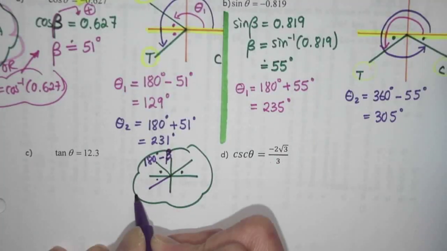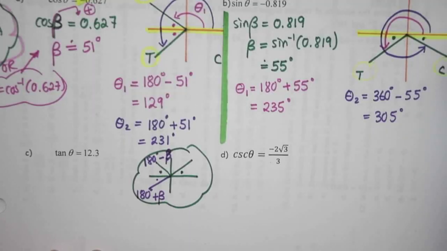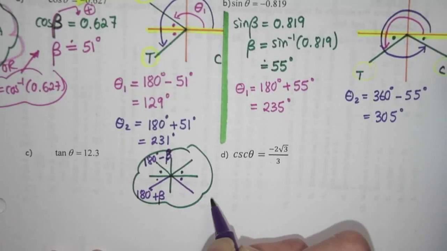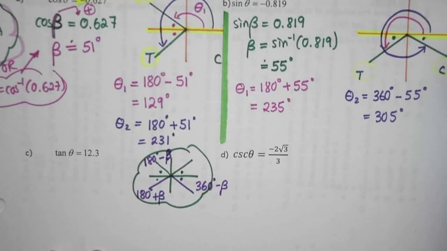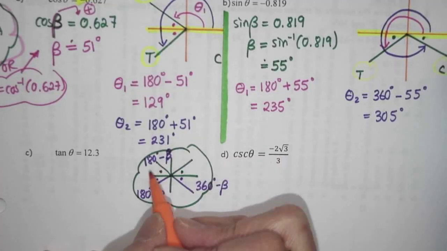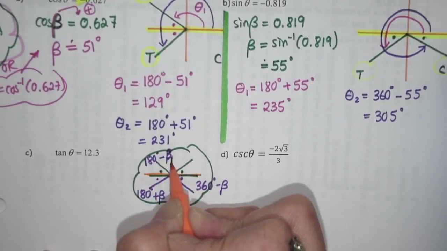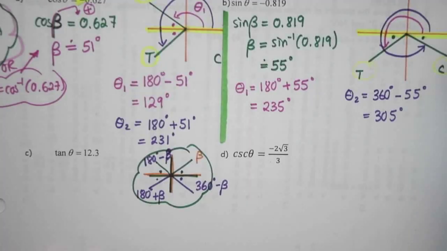If I do the arm here, this will be 180 plus beta. Does that make sense? And if the arm is here, and that's the dot, this would be how much? 360 minus beta. Does that make sense? So whenever the arm stops here, it's 180 minus the beta. If the arm stops here, it's 180 plus the beta. If the arm stops here, it's 360 minus the beta. And this is just beta, right? Does that make sense how I got those?